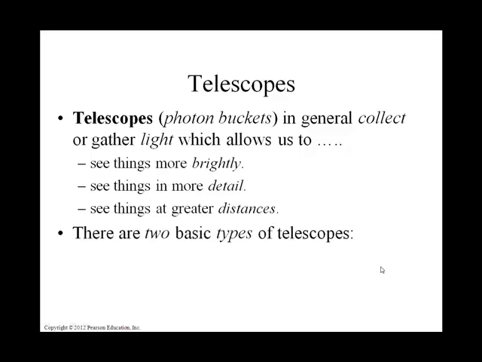So broadly speaking, there are two types of telescopes, two types of photon buckets. The first type is a reflecting telescope. What reflectors, or reflecting telescopes, do is use mirrors. So if you see a reflection, you think mirror. And so reflecting telescopes use this parabolic, or at least concave, contact-lens-looking shape of a mirror to gather the light.